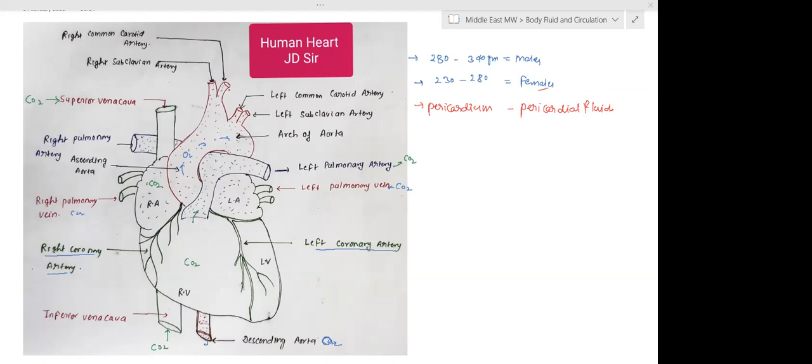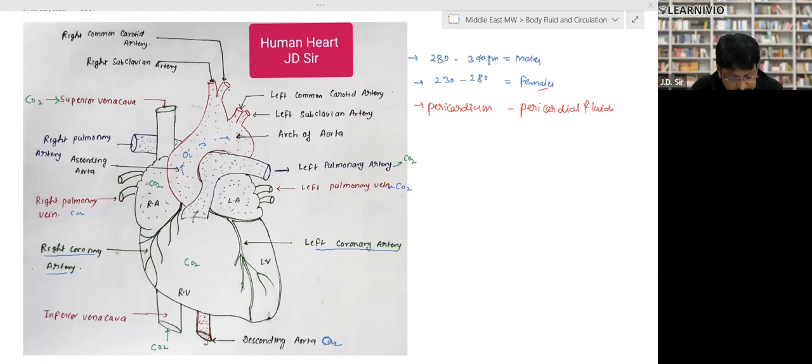So what's after is less in volume than right atrium? The left atrium is less in volume than that of the right atrium, but it has a thicker wall.